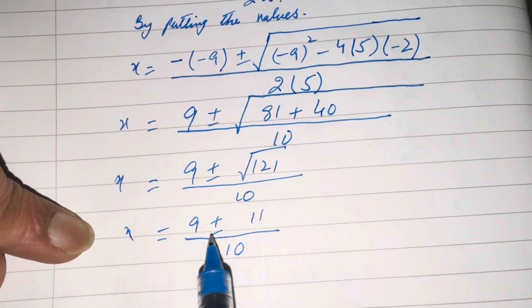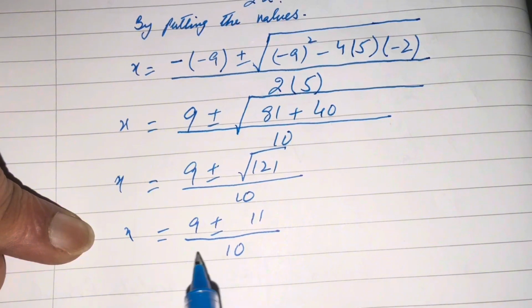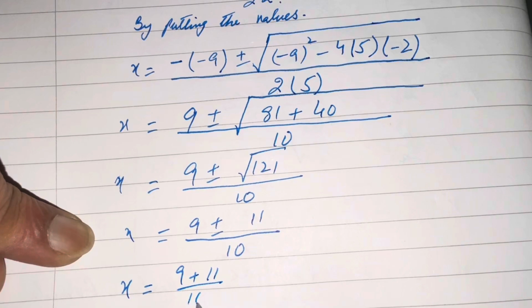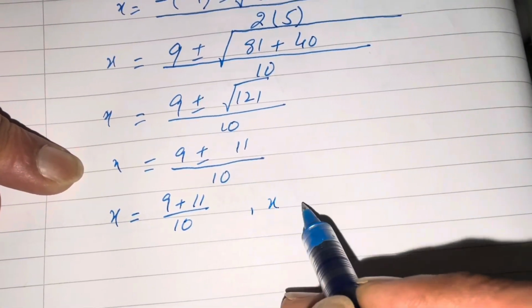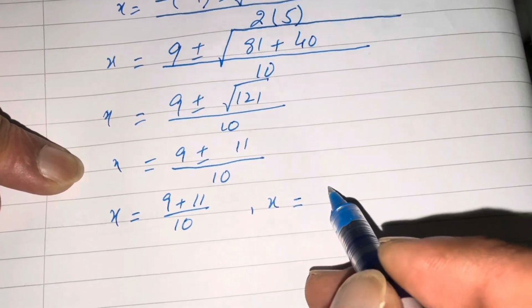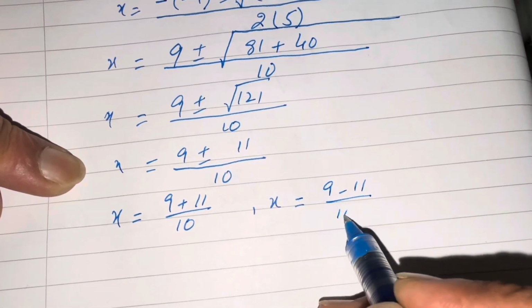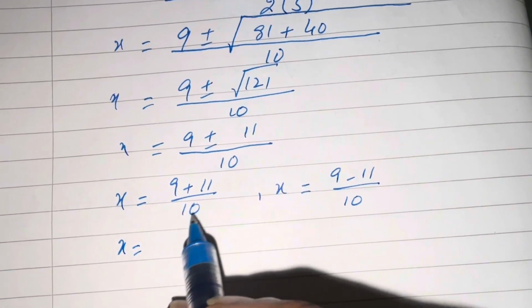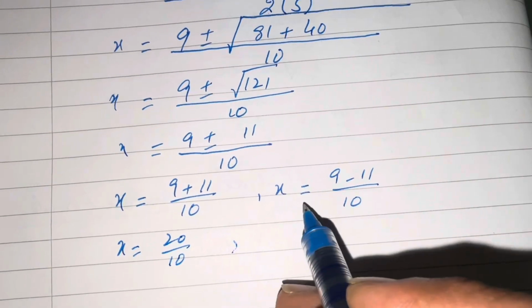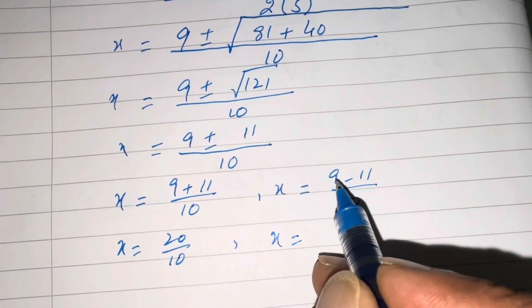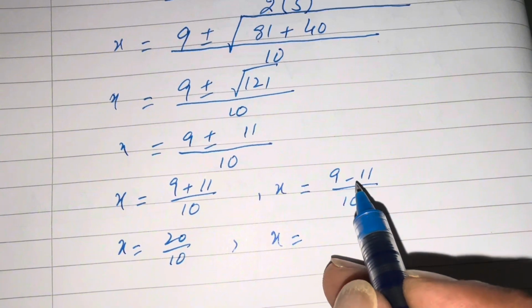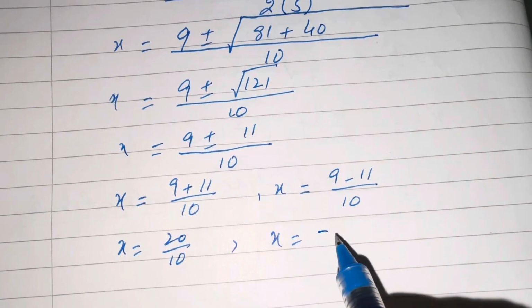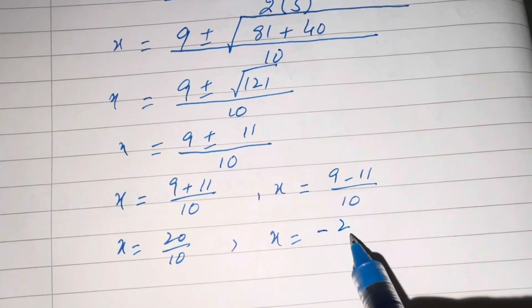Now you have two conditions in this equation. One is x equals 9 plus 11 divided by 10, and the second is x equals 9 minus 11 divided by 10. Now we have to simplify. x is equal to 9 plus 11, which is 20 over 10, and on the other side x is equal to 9 minus 11. The bigger amount is subtracted from the smaller amount, so the sign will always be with the bigger amount, and it is minus 2 divided by 10.